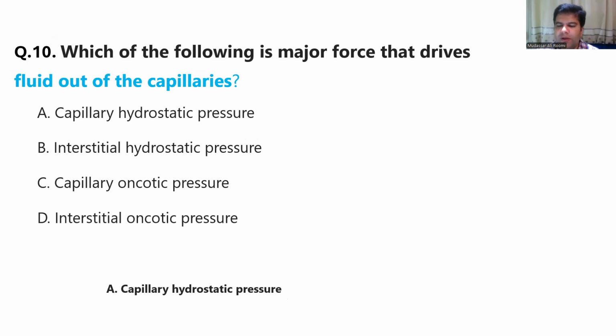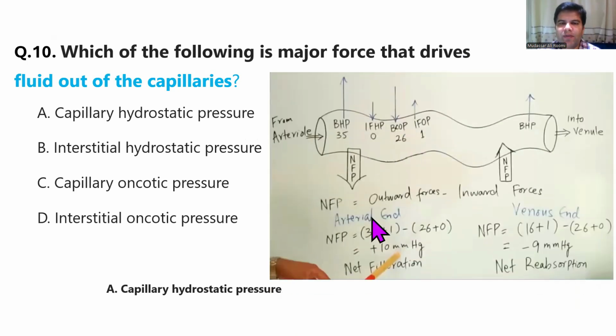Capillary hydrostatic pressure. This is the same force which is also called blood hydrostatic pressure. It is 35 millimeter of mercury at the arterial end of the capillary. As you can see here, this is an outward force, and this is the major force which favors filtration at the arterial end of the capillary.